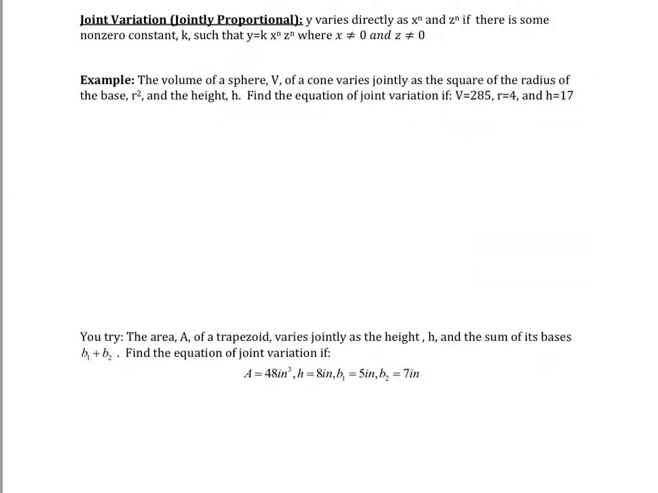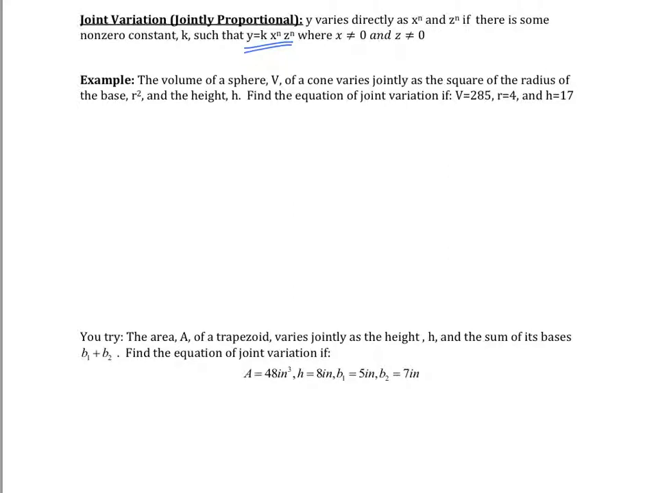Okay, the third type of variation is joint variation. This is very similar to direct variation. You'll notice the equation is exactly the same, except instead of y depending on just x, it depends on more variables. So in this case, we're going to depend on x and z. So y varies directly as x to the n and z to the n if there is some non-zero constant k such that y equals k x to the n z to the n, where x and z are not zero. So notice it's the same equation as direct variation with just a z variable added in.